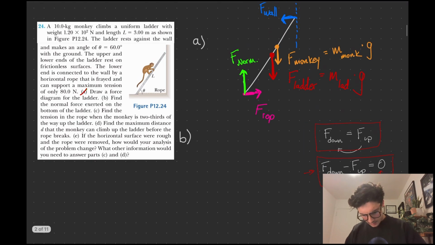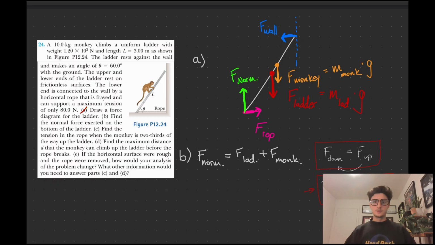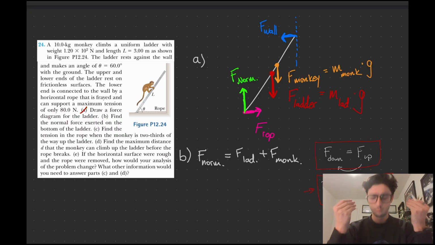So we have F norm is equal to the forces going down, F ladder, I'm just going to write F lad, plus F monk. Now you can write this on your exam. You might not get great marks, but this is the starting ground, okay? You're going to get part marks if you put this, but you want to express it in actual forces. Find the normal force. A force is a number with the units of newtons right after it.